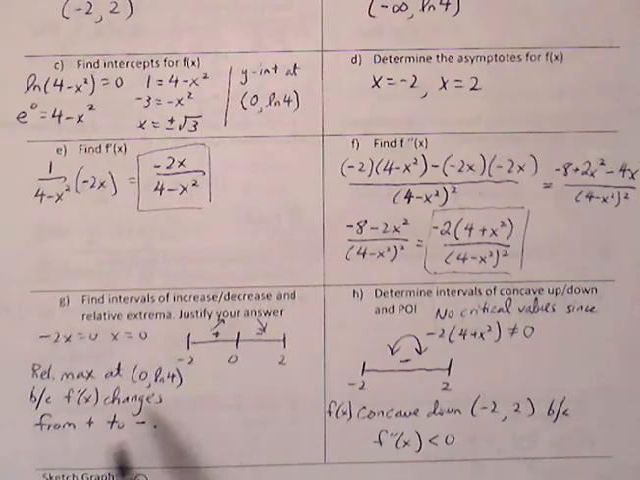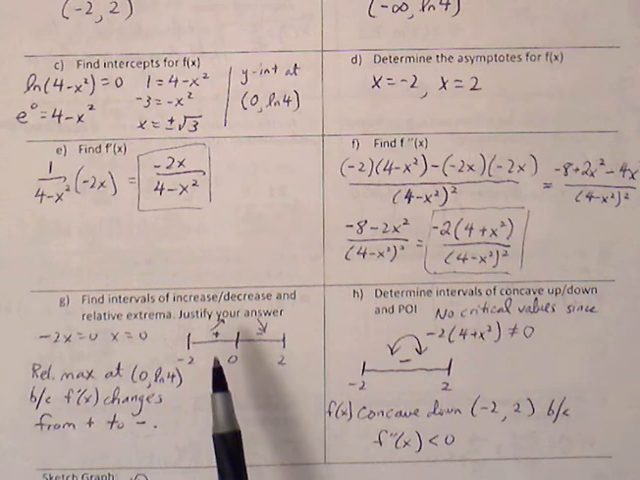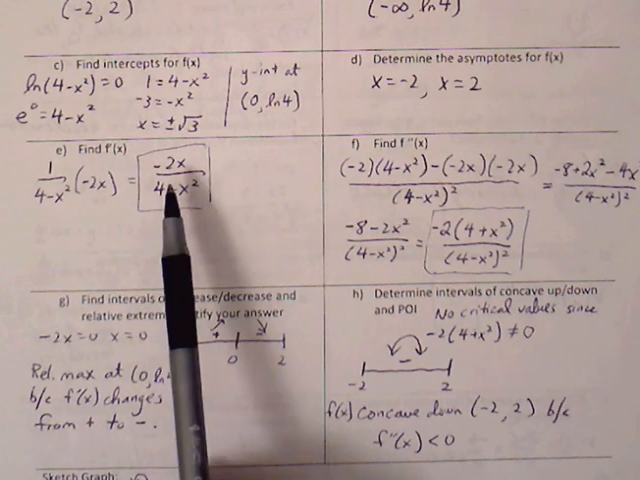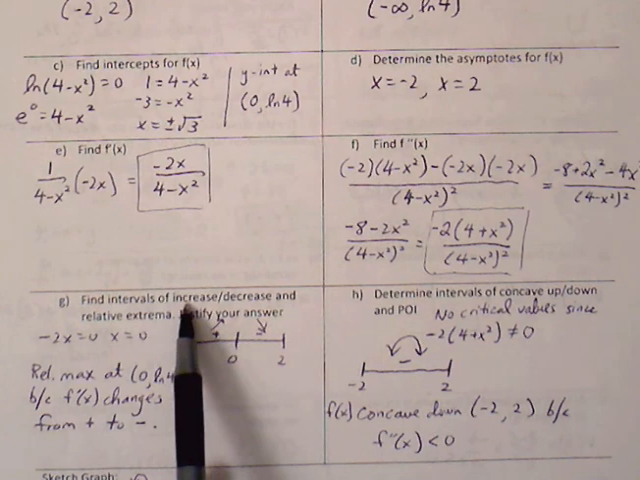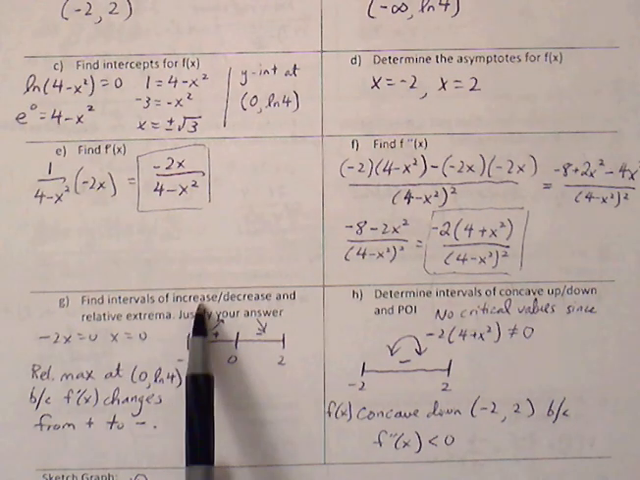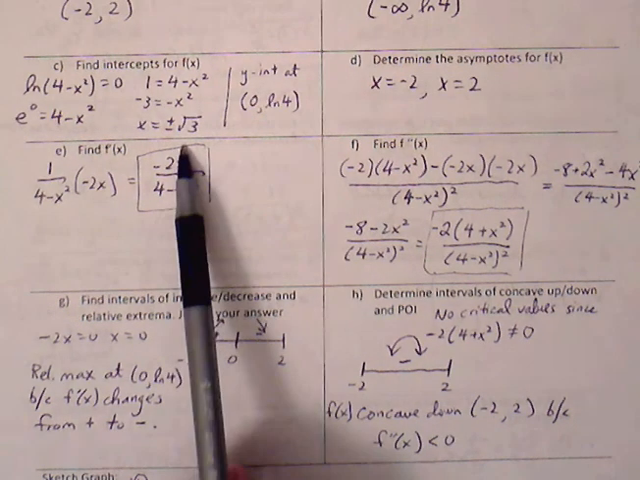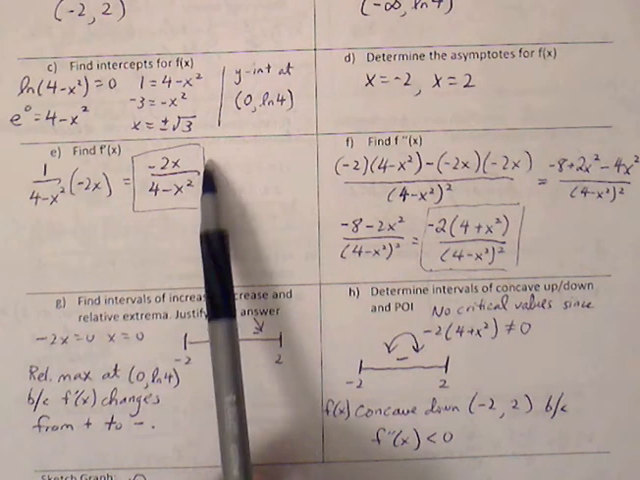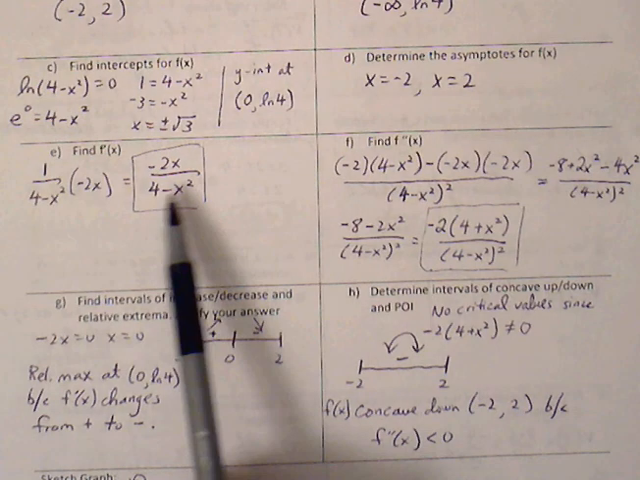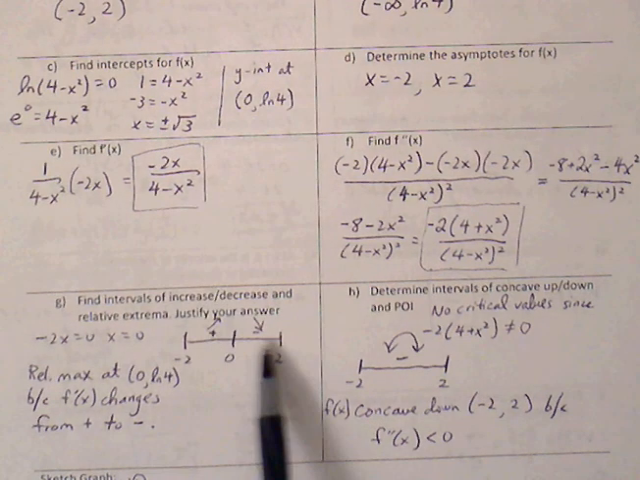So for g, find the intervals where the graph is increasing and decreasing. So remember, critical points for max and min can come from both numerator and denominator. So numerator will give us a critical point of 0. We set numerator equal to 0, we get x equals 0. Set the denominator equal to 0, we get 2 and negative 2. So we'll put those points here.